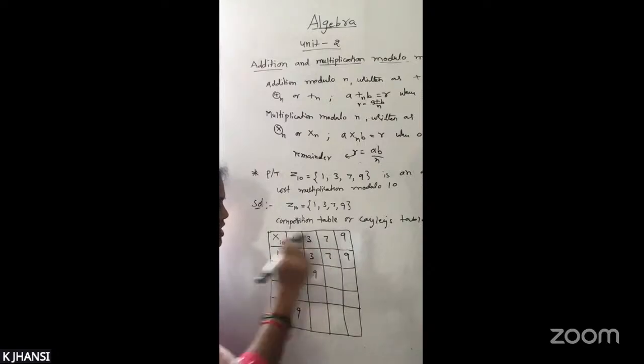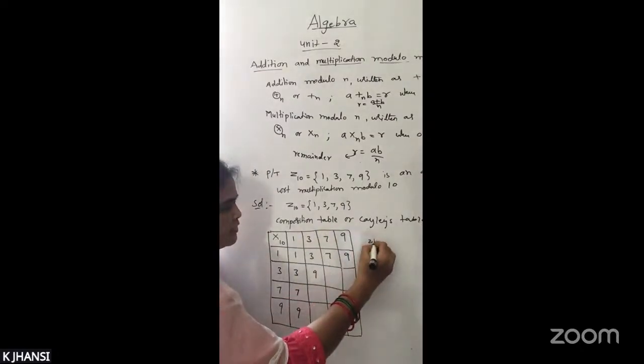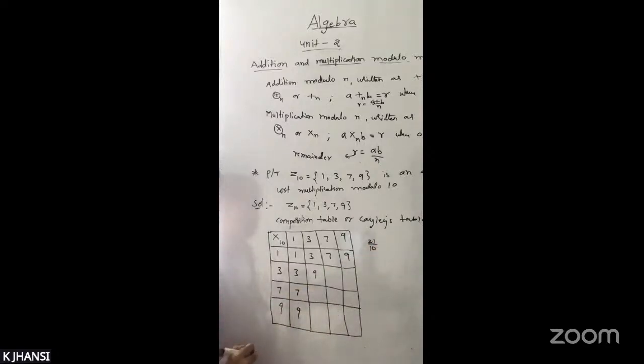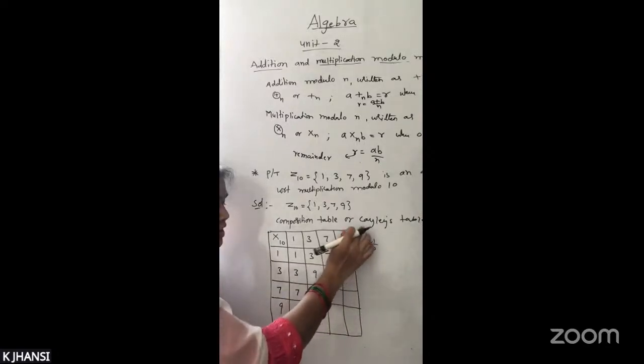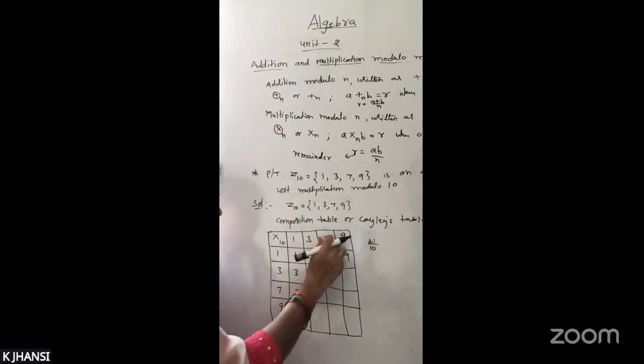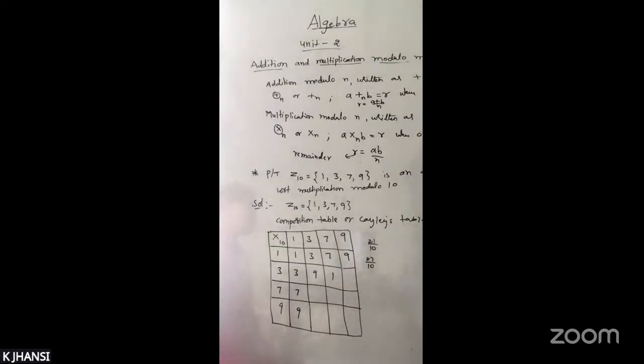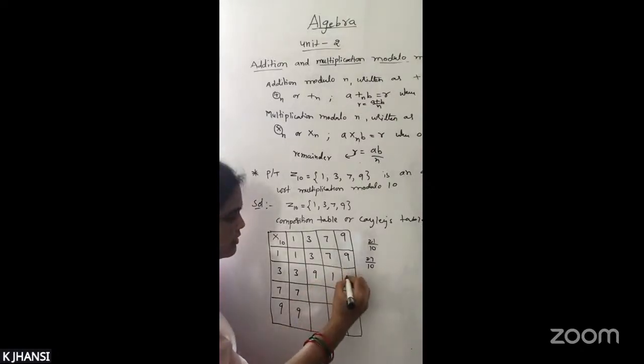Next, 3 sevens are 21. Just now we have seen multiplication modulo, no? So 3 sevens are 21, 21 divided by the n value, 10. 10 twos are 20. What is the remainder? 1 we will get here. Next, 3 nines are 27. 27 by 10, how many times? 10 two times, so 7 will be the remainder.